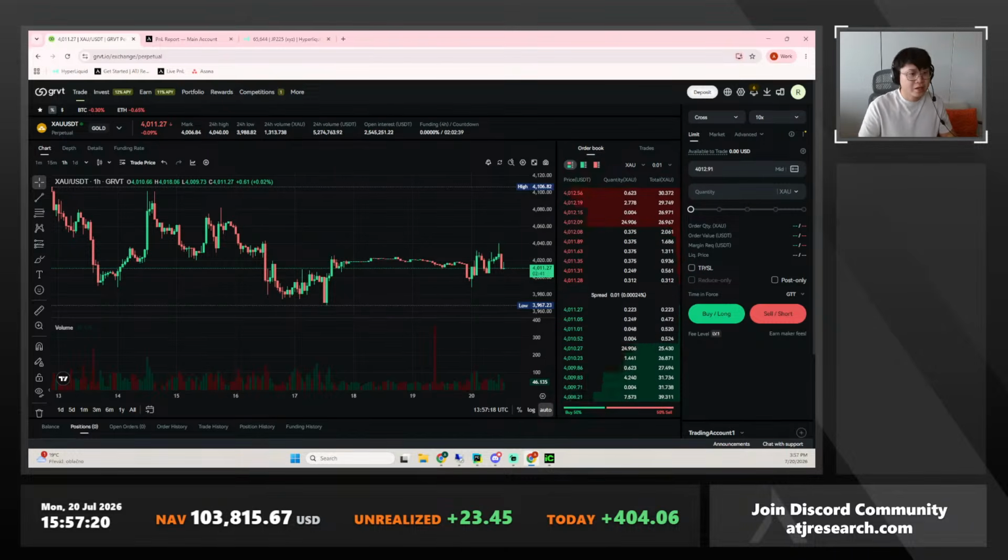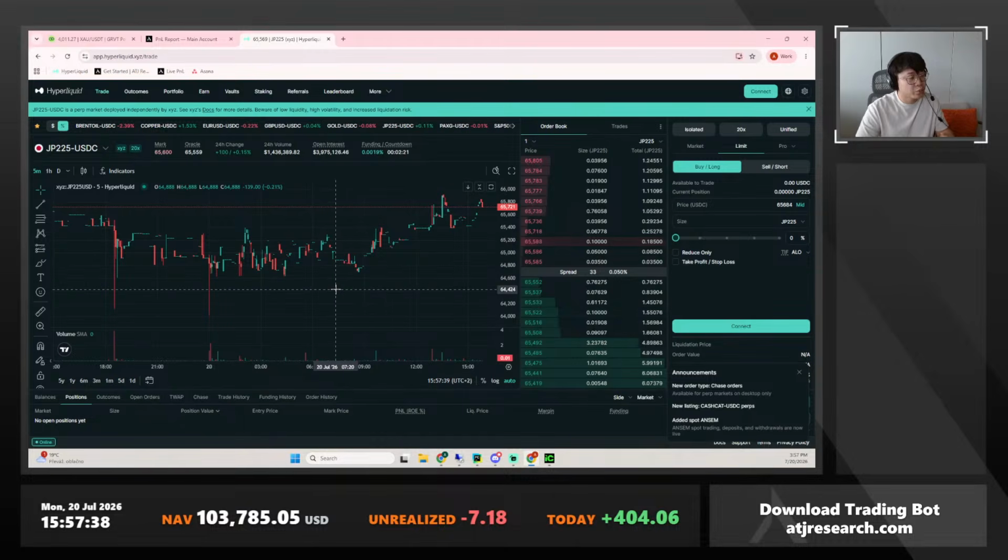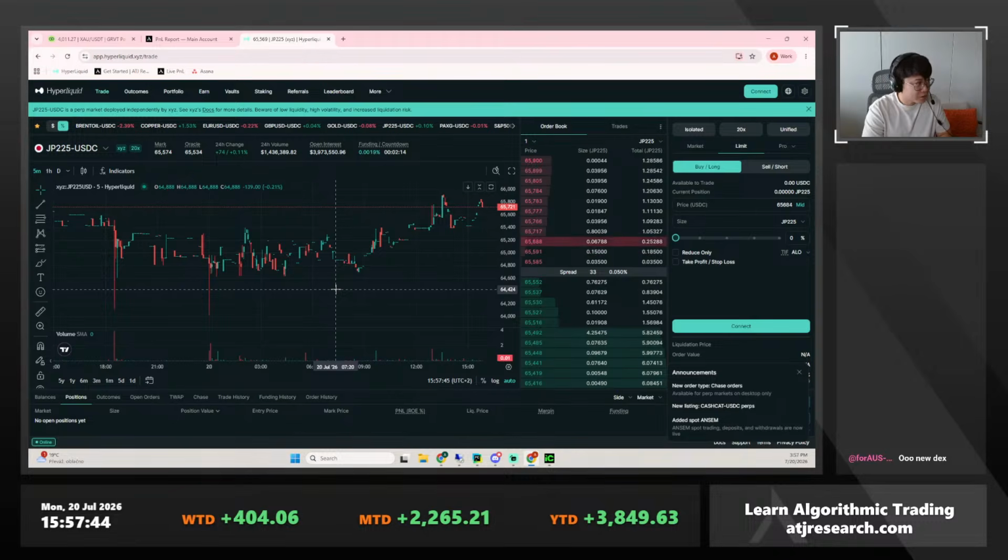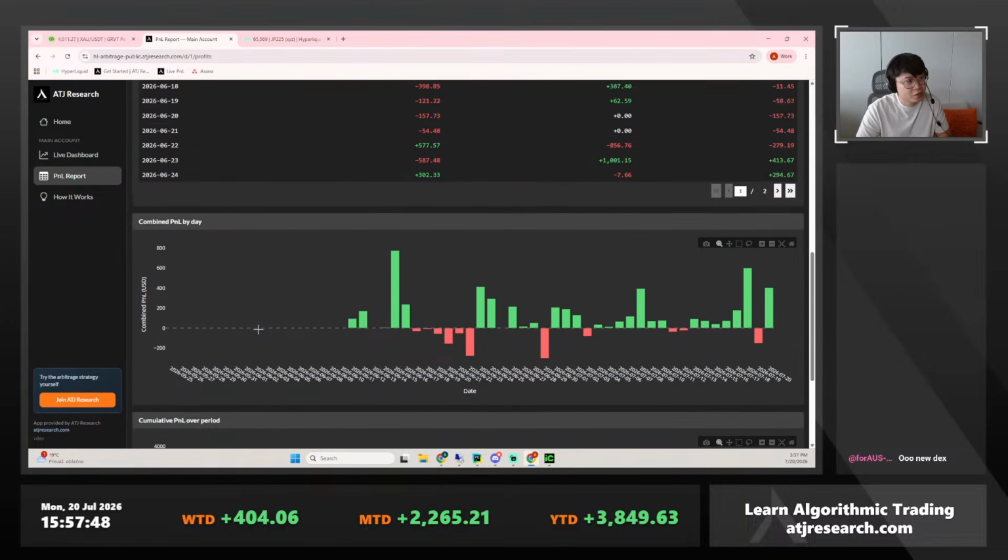Today we're starting an entirely new project, which is coding a gold market making bot on Gravity.io. For those of you who are curious about why we're moving from Hyperliquid, we have our current strategies running on Hyperliquid, and the performance has been quite nice.